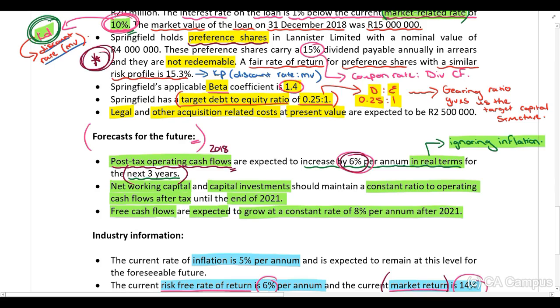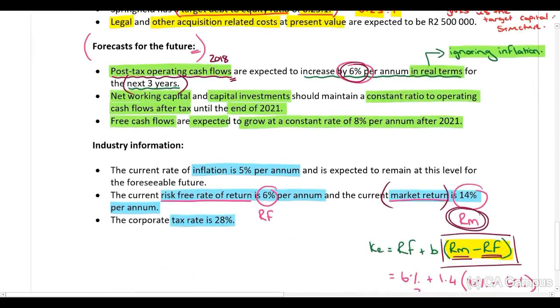So that's not a problem because just below we were told that the current rate of inflation is 5% per annum. So we've been given the real rate and we want to calculate a nominal rate. Remember, a nominal rate includes inflation. So we are trying to calculate a nominal rate that includes inflation because this 6% over here ignores or excludes inflation.